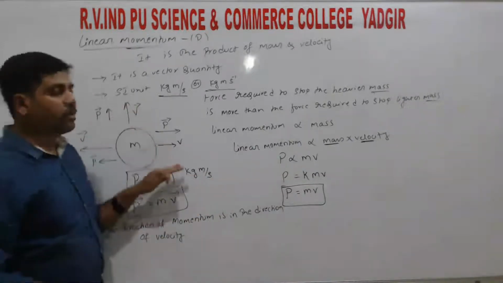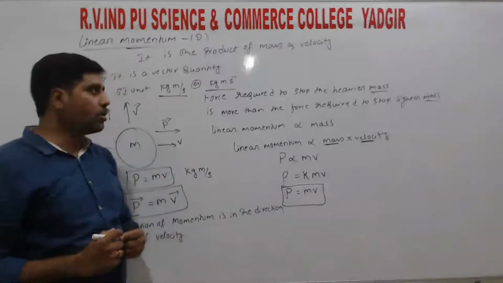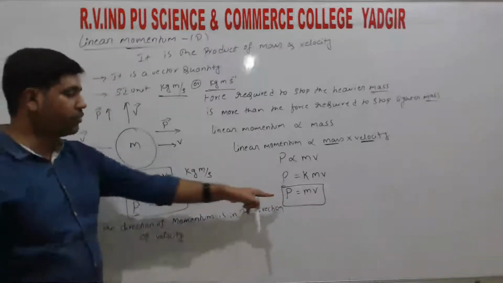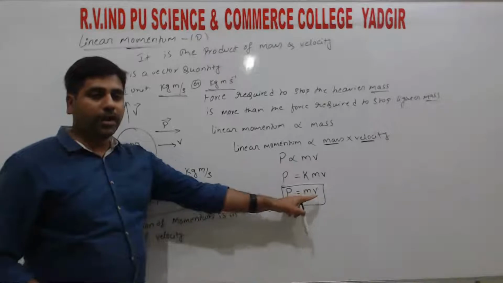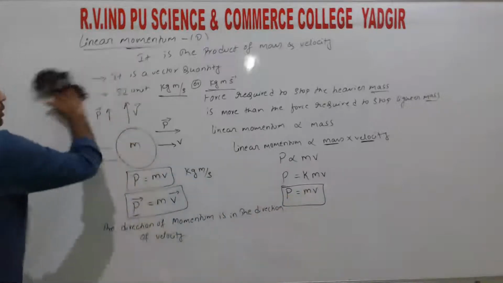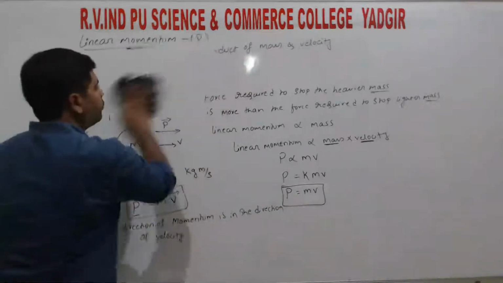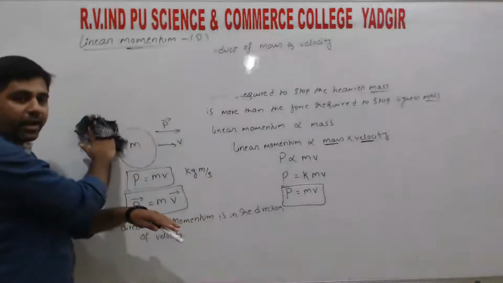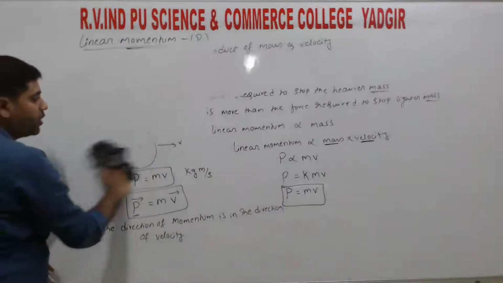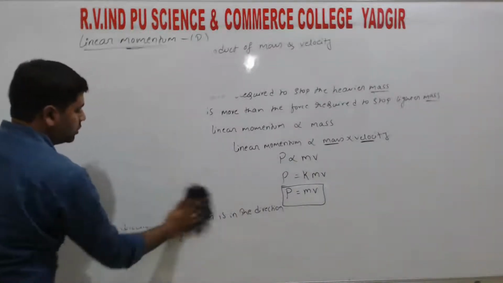So this is all about the linear momentum or momentum. The formula is very important: p is equal to m into v. Linear means straight way, so that's why we call it linear momentum.